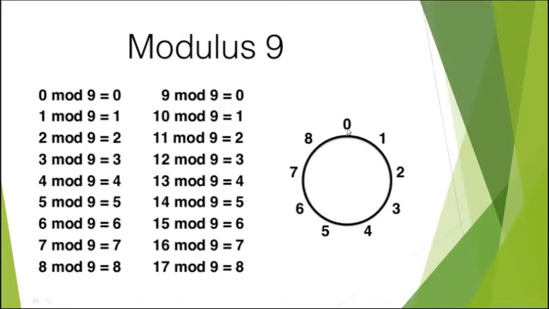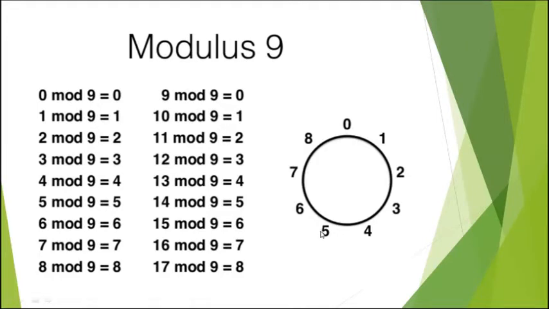0 mod 9 is 0. 1 mod 9 is 1. 2 mod 9 is 2. 3 mod 9 is 3. 4 mod 9 is 4. 5 mod 9 is 5. 6 mod 9 is 6. 7 mod 9 is 7. 8 mod 9 is 8. 9 mod 9 is 0. So, going around the clock again, 10 mod 9, the remainder is 1. This one is 11, remainder is 2. 12, remainder is 3. 13, remainder is 4. 14, remainder is 5.